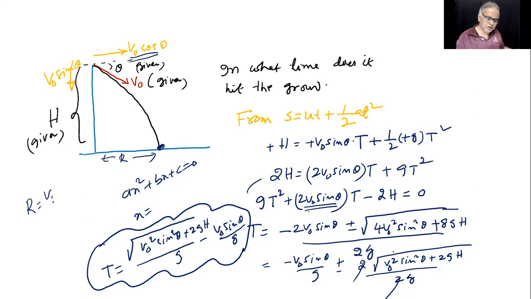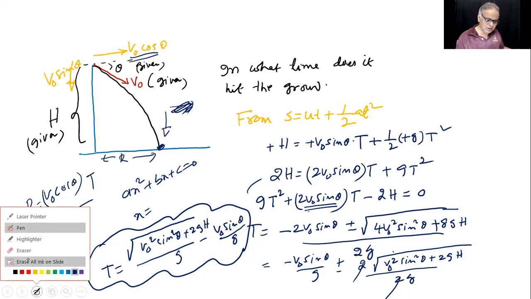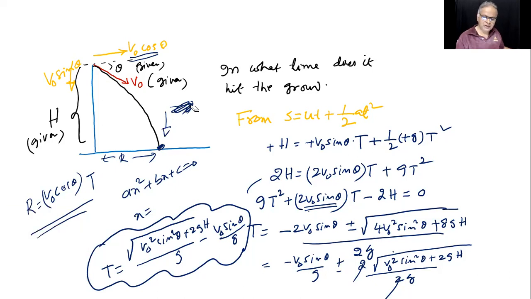This component V0 cos theta into this time. That's all. No half AT square term here because there's no acceleration in this direction. Whatever acceleration we have is only in this direction. So the whole idea is to treat the motion in X and Y direction independently of each other. So that is the philosophy behind this whole two-dimensional motion.